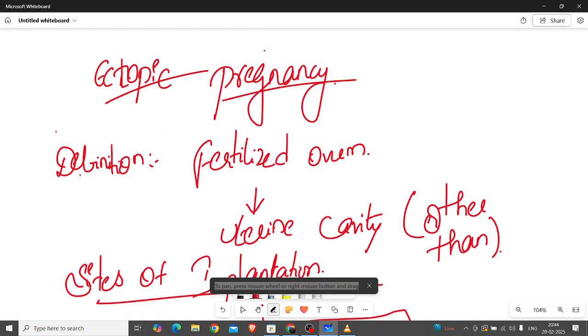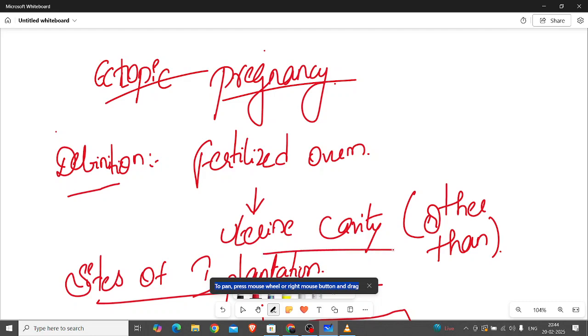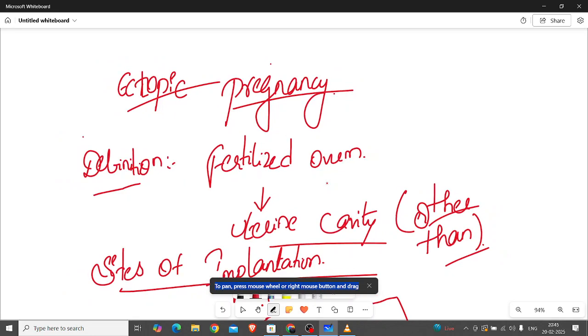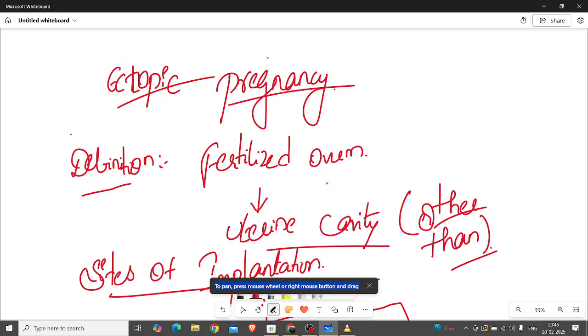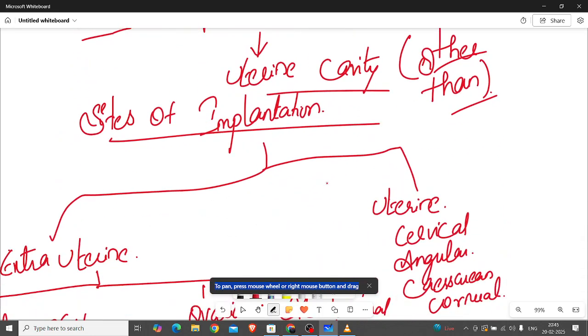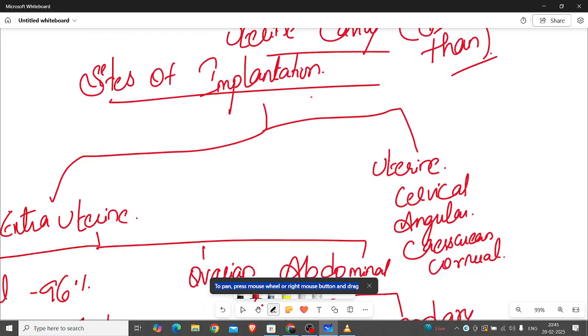So, what is the definition of ectopic pregnancy? If the fertilized ovum is implanted or develops in a site other than the uterine cavity, that is known as ectopic pregnancy. So what are the sites of implantation? What are the main sites which can be identified in this condition?